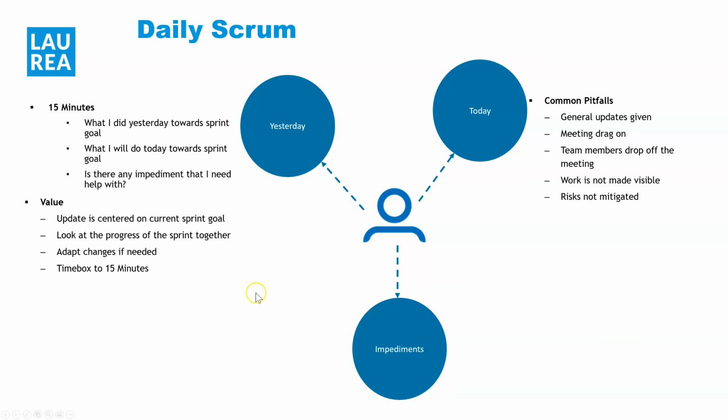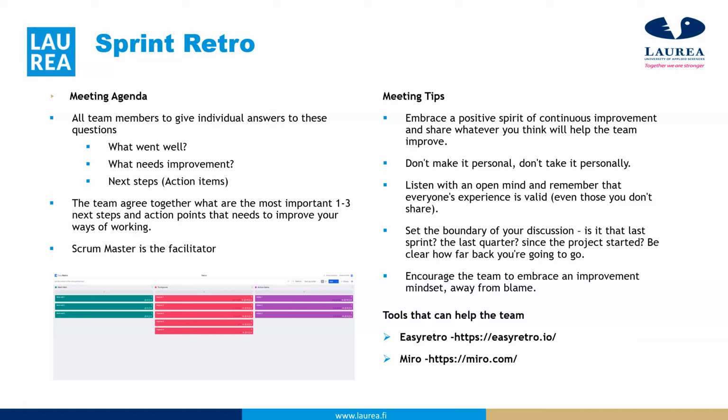So here every team member in that meeting needs to speak, and mostly they will talk about what they did yesterday, what they intend to do today, and if they have any impediment for other members to help. And then of course the sprint retro. So what went well, what needs improvement, next steps or actions to improve that. And here you have so many tools to do that. I have put here a couple of them. So EasyRetro is really good for that, or Miro. You could use any of these to run that meeting.